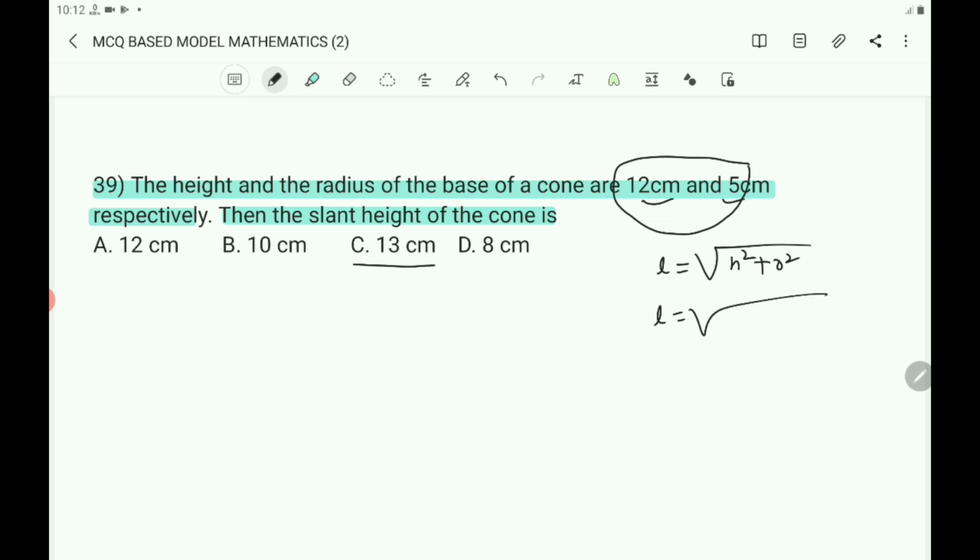Otherwise you get it here. h is the height, h square is 144. r is the radius, r square is 25. And you will get l equals root of 144 plus 25, which is 169. Square root of 169 is 13. So if you know the Pythagorean triplet, you can get the answer directly. 12 and 5 is there, means the Pythagorean triplet having 12 and 5 is 13. So note down the answer: option C is the answer, 13 cm.